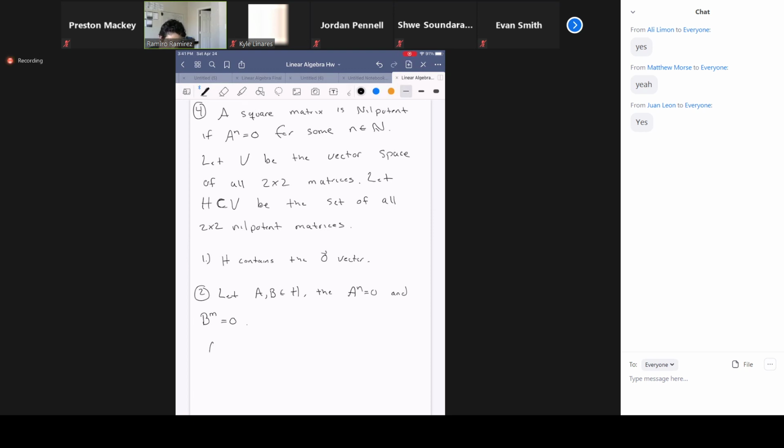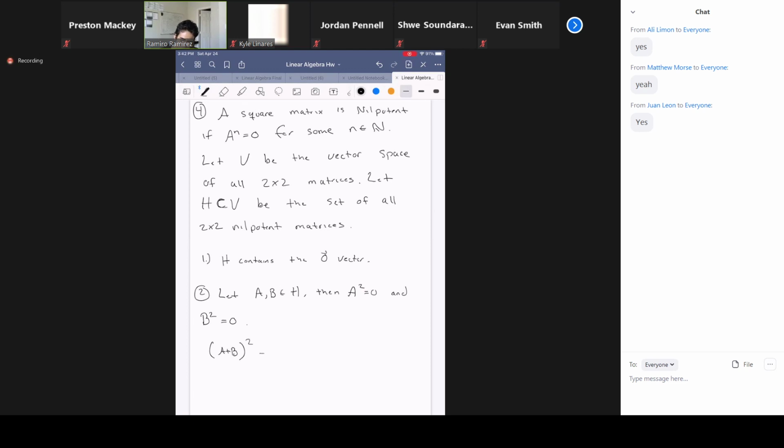So take A plus B. Now, if n and m are the numbers, just pick the one that's bigger and raise it to that. Let's just say that's n. Well, what is this going to be? Let's just test out a few cases. We don't have to prove it at all. We can prove it using induction, but for argument's sake, let's say both of them are squared, okay?